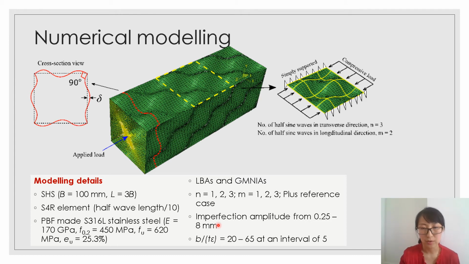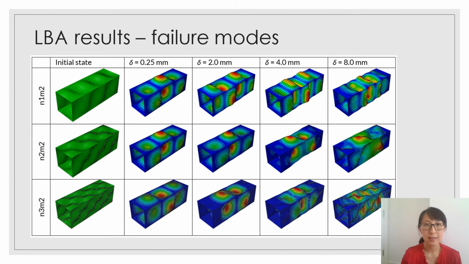And we also modeled the different slenderness to see the effect of waves and the imperfection amplitude at a different slenderness range. And under linear bifurcation analysis, this table plots the failure modes of specimens with 2 longitudinal half wavelengths at 1, 2, and 3 transverse half wavelengths at different imperfection amplitudes.